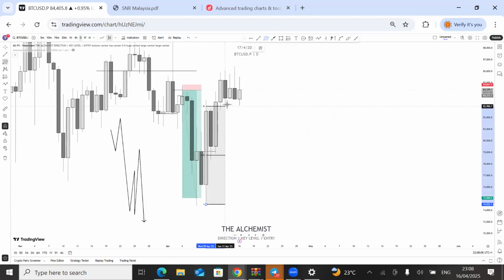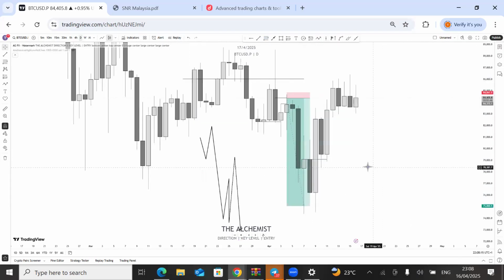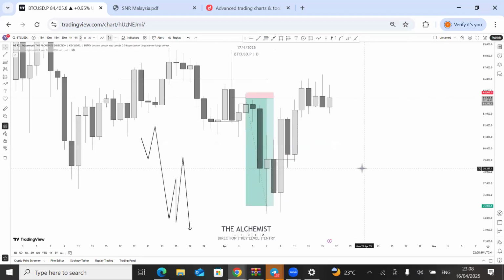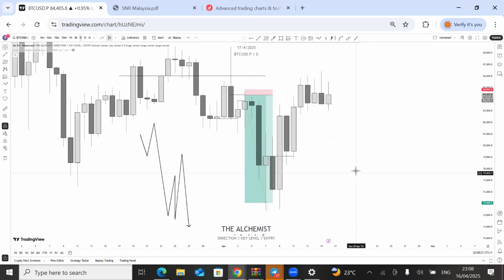But you may decide to use your Fib tool. Price will come to 50% of the Fib tool, and you have your key level. So everything I'm showing you guys is ways for you to catch your key levels. You understand? Ways for you to find key levels, and you wait for your one thing, your storyline.